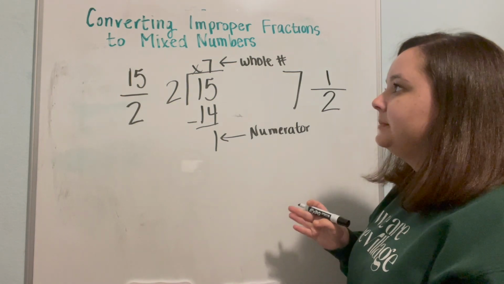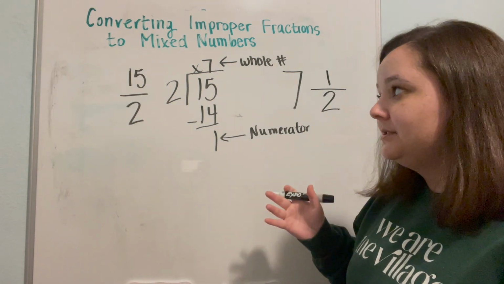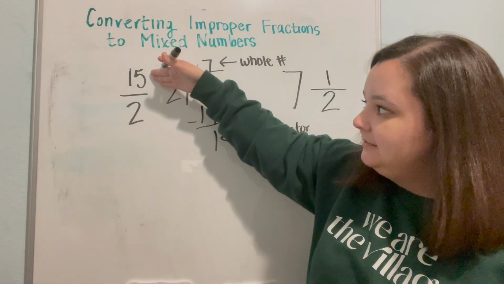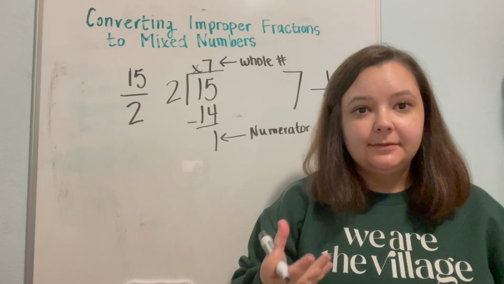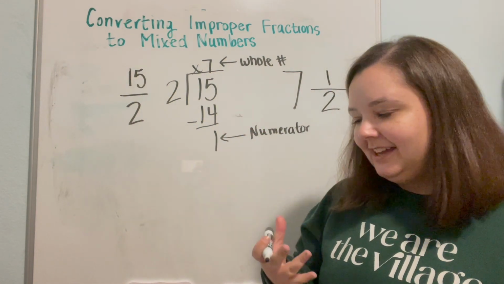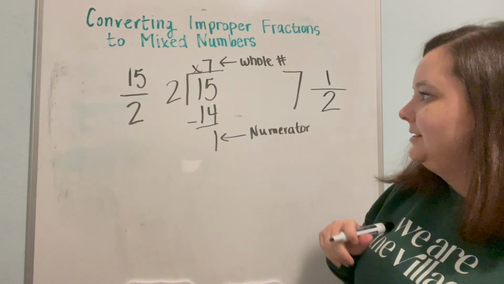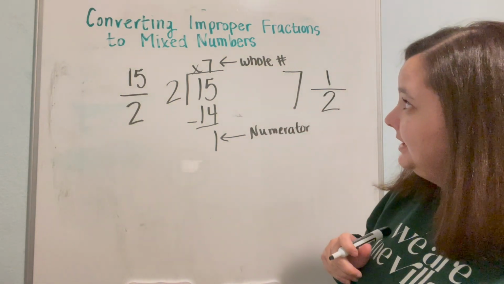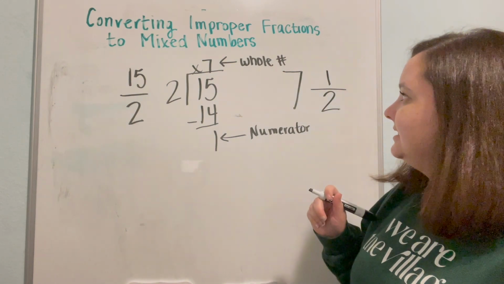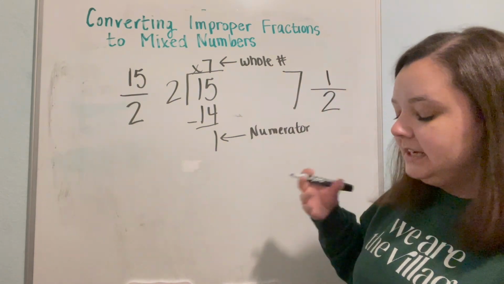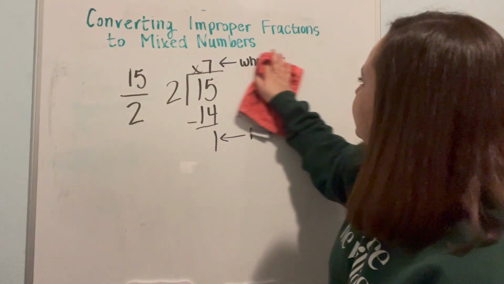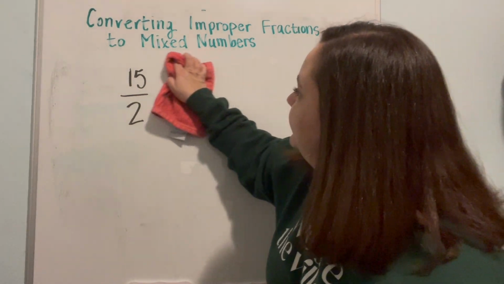You could also do this by drawing the models for it. But when you have large numerators like 15, it becomes a little more difficult when you're repeatedly drawing halves over and over again. So this is the faster way to do it. Let's go ahead and do this with another improper fraction, just to see if we understand the process. I'm going to erase this bit, and we're going to do it again.